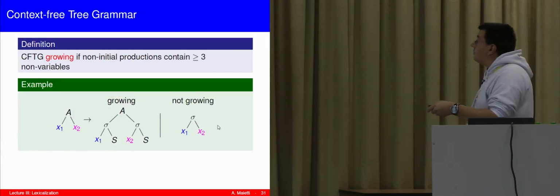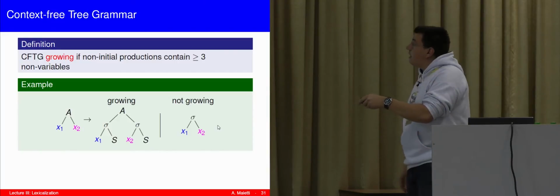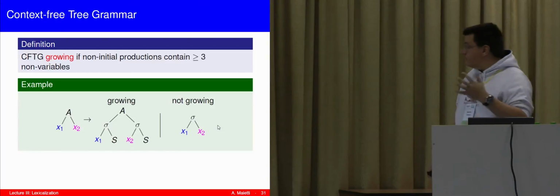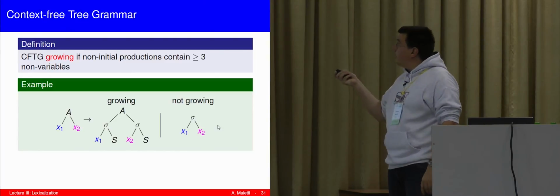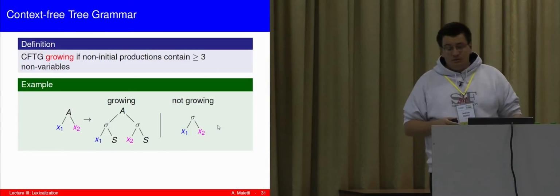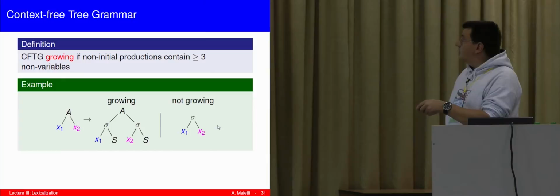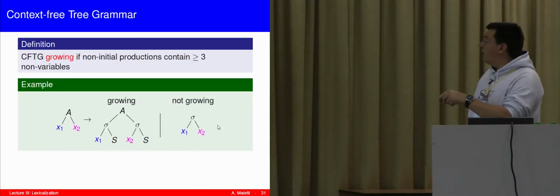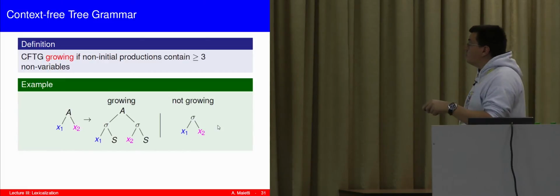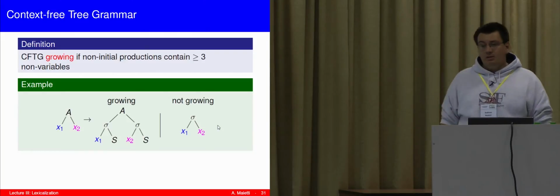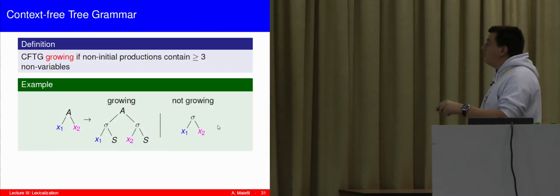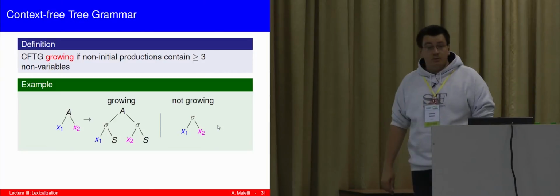Now this has already been a bit more complicated one. A context-free tree grammar is growing if all non-initial productions, so these are the productions that don't have the start non-terminal on the left-hand side, contain at least 3 non-variables. Okay, so this production here, A x1 to x2, goes to this one here. That is growing. That would be okay for a growing grammar, because you have 2 variables, but 1, 2, 3, 4, 5 additional symbols. No problem. This one is a problem. This would not be okay in a growing grammar, because this only has 1 non-variable symbol.